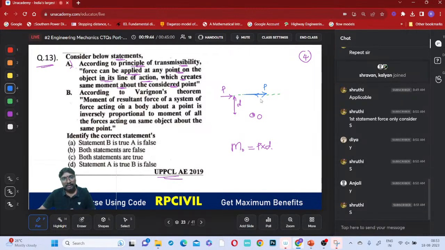It is in the same line of action only. So here I am applying, and this also will create the same moment about this O. Now tell me, do you have any problem in shifting the load from that place to this place, in the same direction and at the same distance? Then it will create the same moment, right?